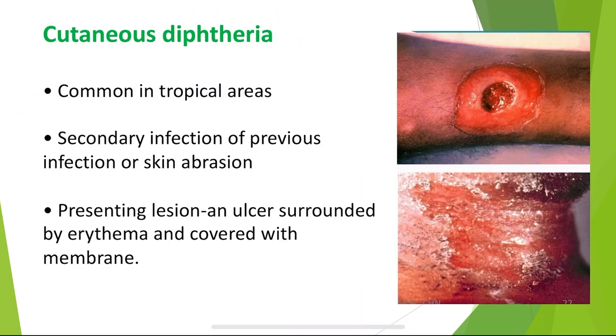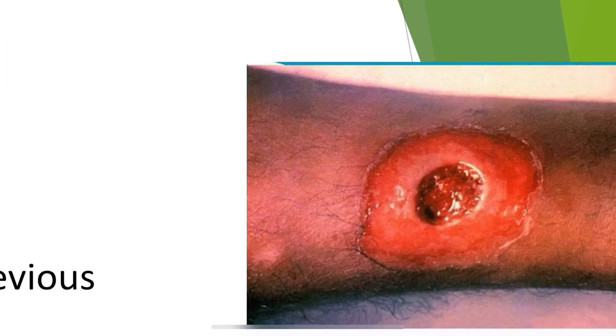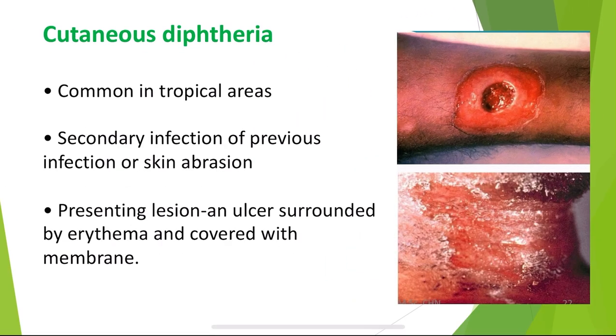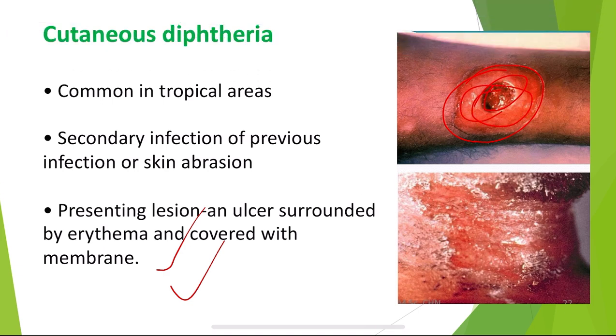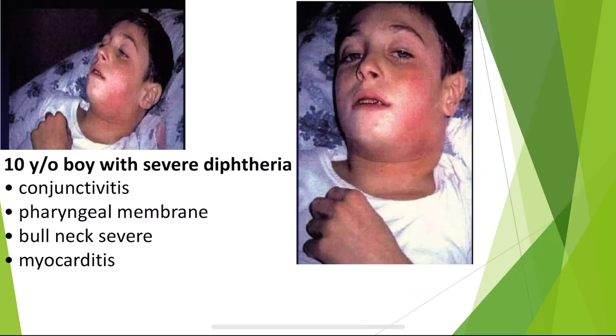Moving further to the cutaneous diphtheria. Cutaneous diphtheria is common in the tropical areas. It is a secondary infection of a previous infection or skin abrasion. So cutaneous diphtheria is nothing but a secondary infection of the previous infection or the skin abrasion. The presenting lesion is an ulcer which is surrounded by erythema and it is covered with a membrane. You can see the presenting thing is an ulcer, and the ulcer is surrounded with redness. There is erythema and also it is covered with a membrane. It is a picture of the cutaneous diphtheria.